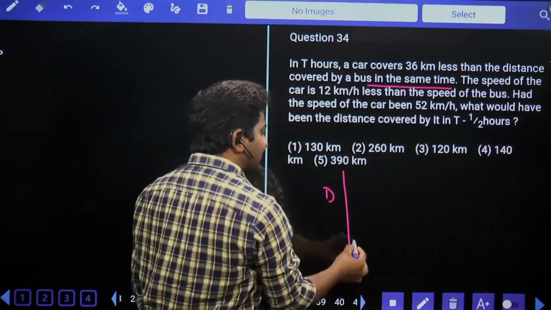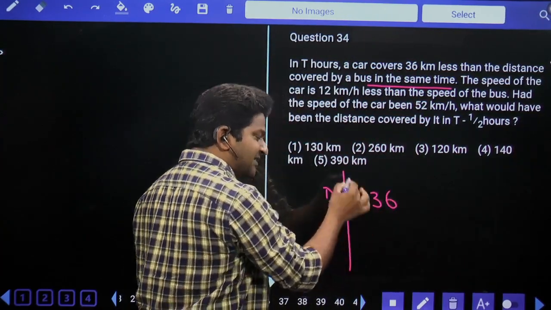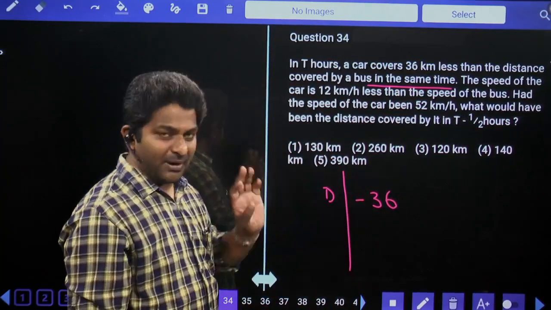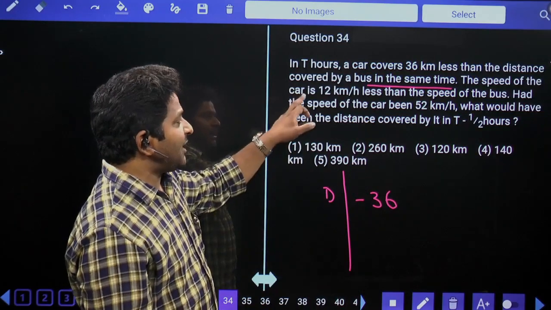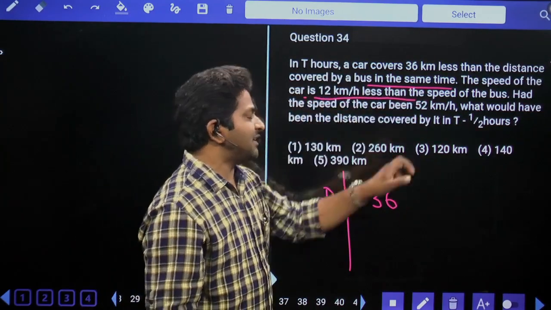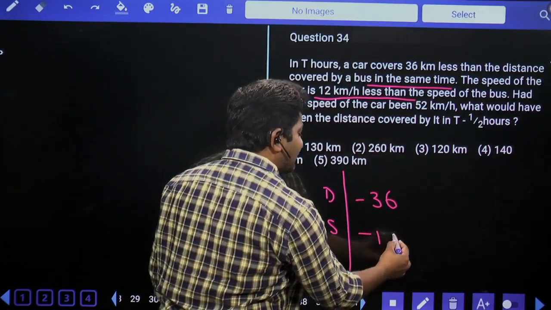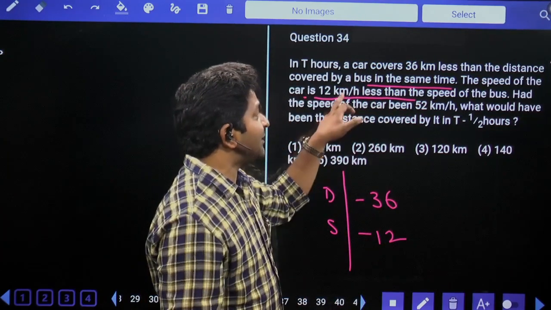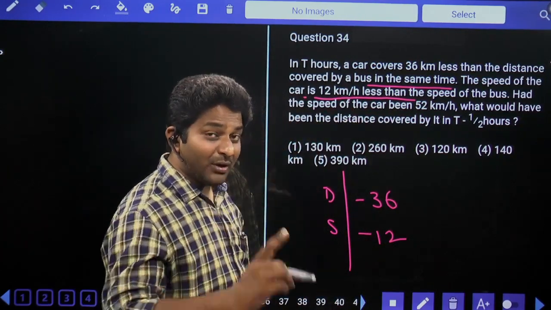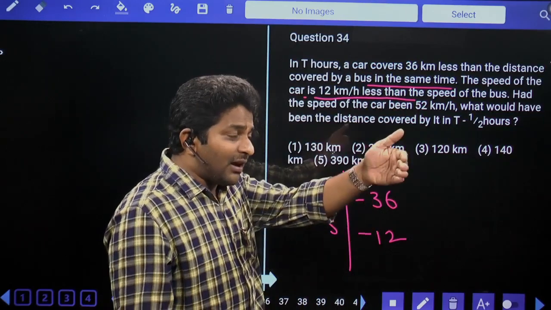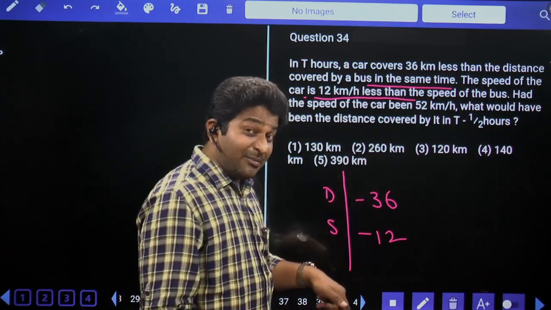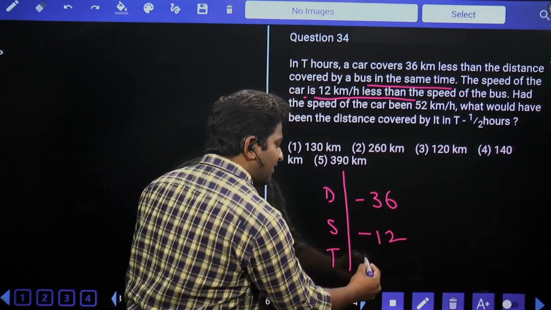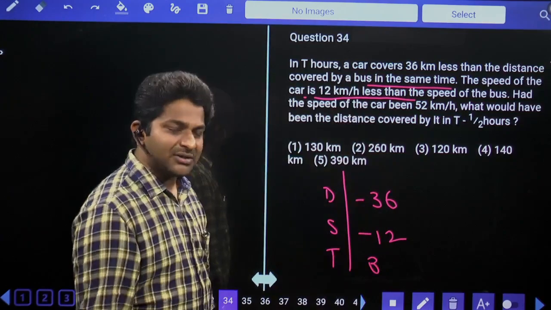Car covers 36 kilometers less. As it is less, I am writing minus. If it is extra, I would write positive plus. The speed of the car is 12 kilometers less. If the speed is 12 kilometers per hour less, that means in 1 hour, the car will cover 12 kilometers less than the bus. If it covered 36 kilometers less than the bus, then the time it traveled was 3 hours only.